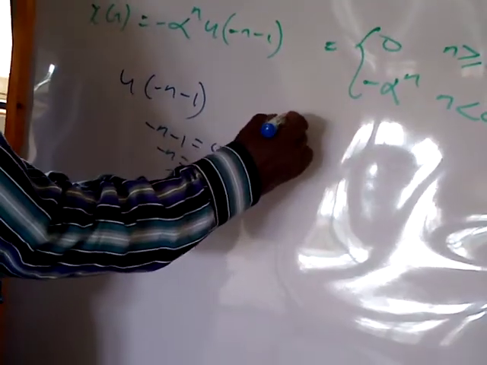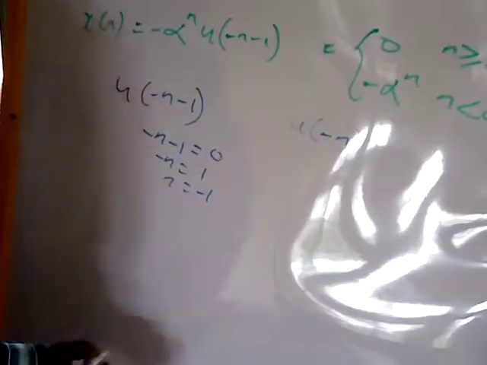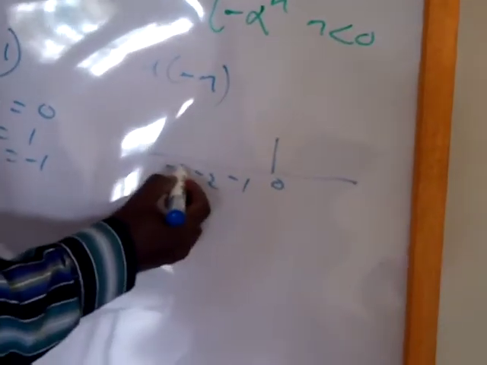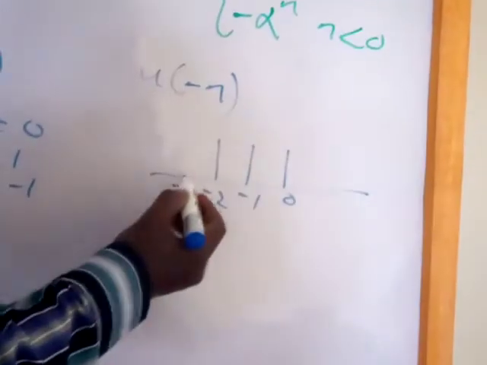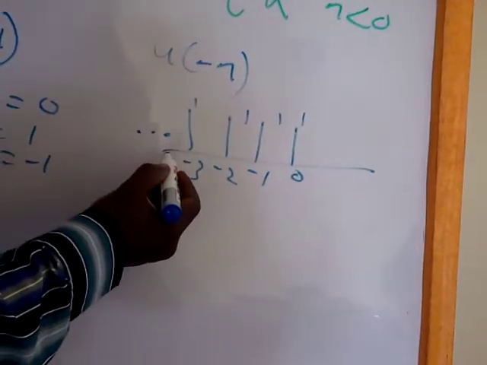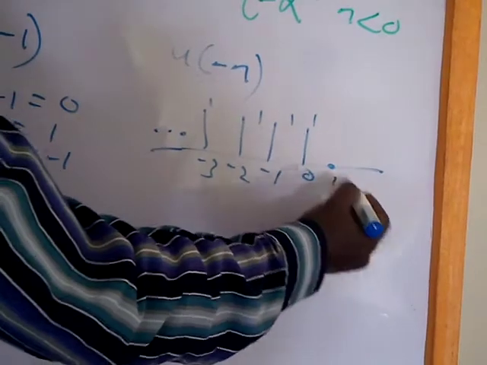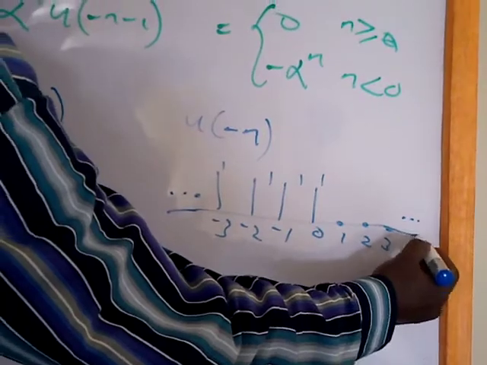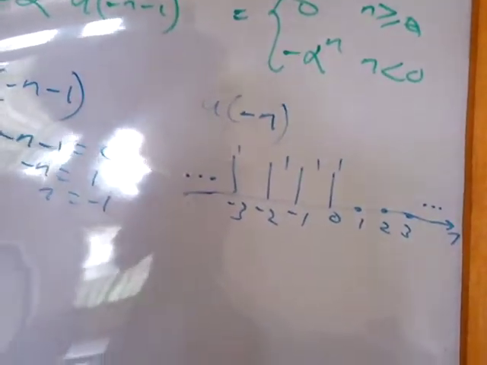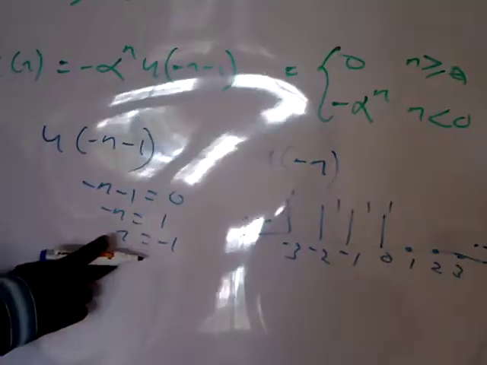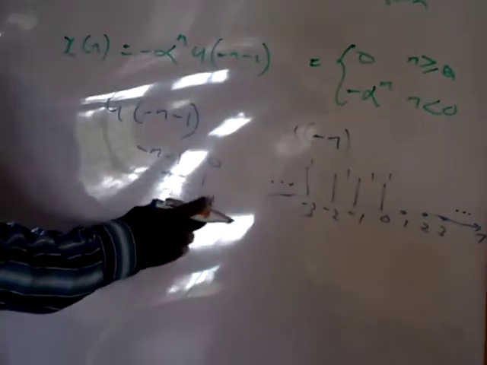So let us draw u of minus n. For u of minus n, you remember, we start from 0, minus 1, minus 2, minus 3. It will be 1, 1, 1, 1, and that trend will continue this way. At 1, it's going to be 0, at 2 it's going to be 0, at 3 it's going to be 0. That trend continues. This is n. This is u of minus n. If we are now given this, it is still going to be like this, except that instead of starting at 0, it will start at minus 1.